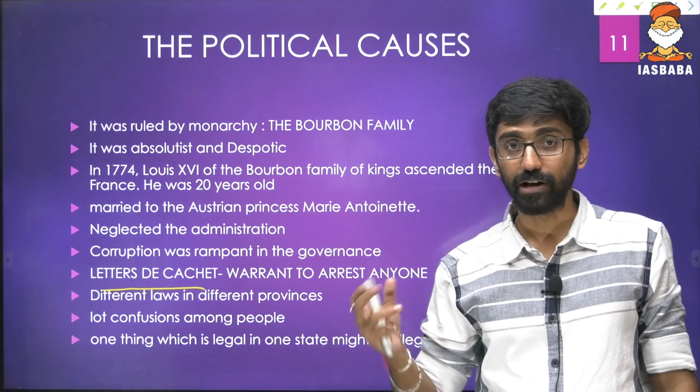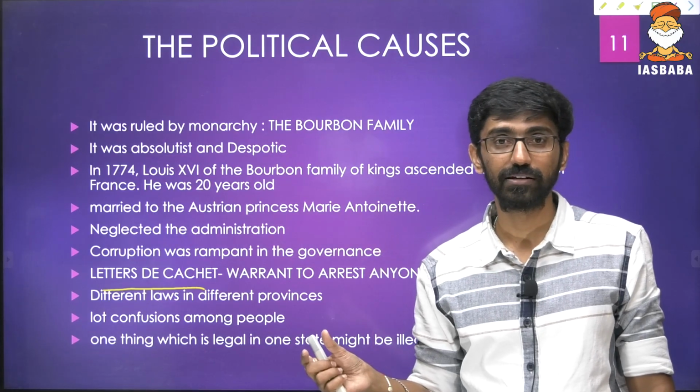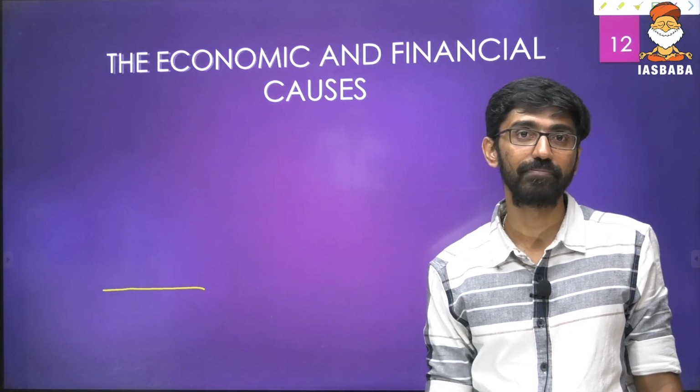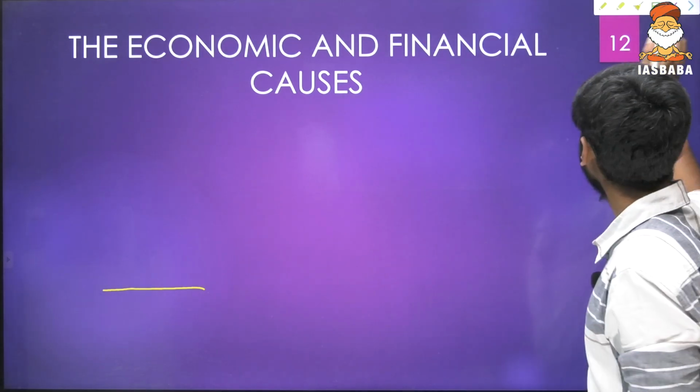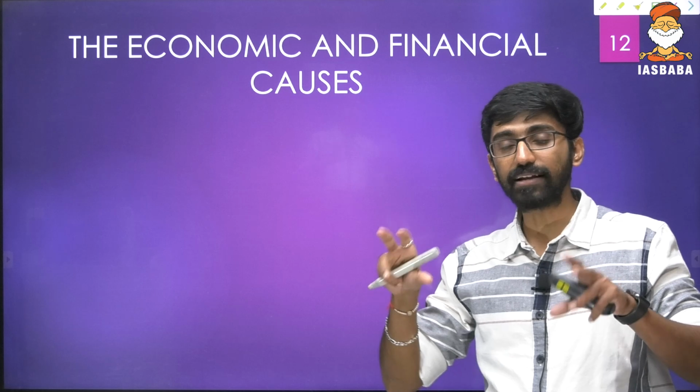So people were ready to challenge the system. They wanted changes. I told you, revolution means rapid change. They were tired of the system since the feudal times, that is the Middle Ages. So that is the social system and the political system. Now look at the economic and financial causes. Look at all the taxation burden on people.